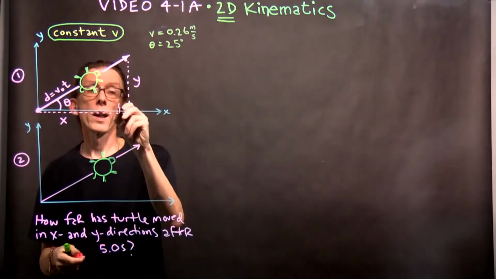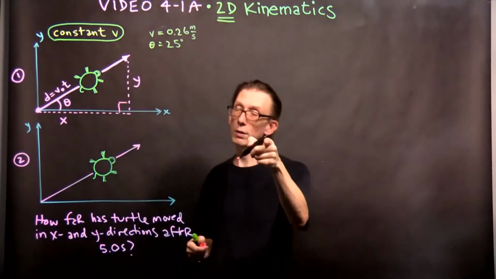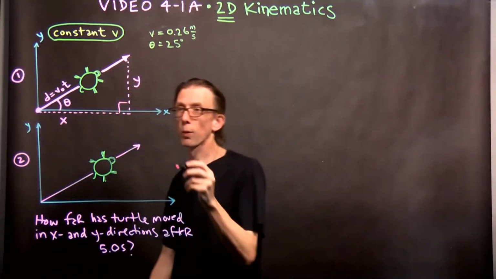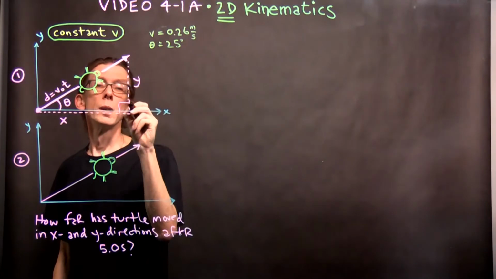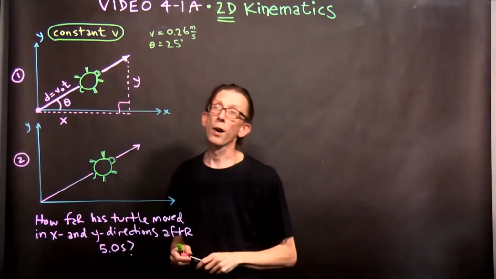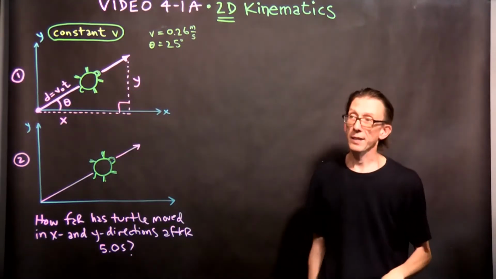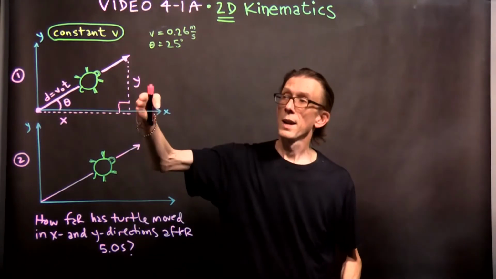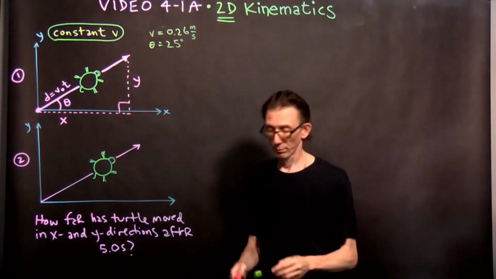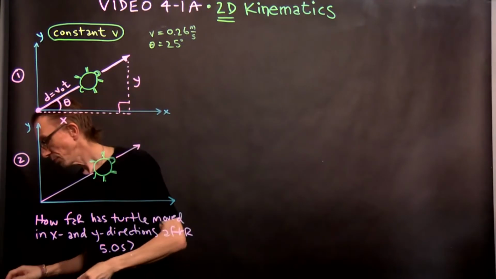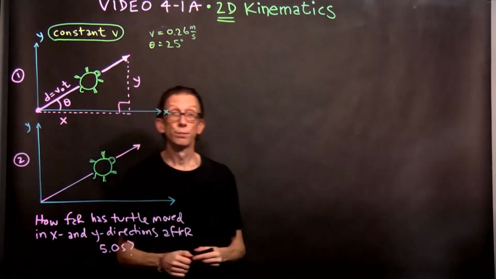And of course this is a right angle. If it's not a right angle, it's a wrong angle. So there's a right angle right there. And we want to know what the values of x and y are after 5 seconds. How far has he traveled in x? How far has he traveled in y? That's the question. Well, it's not hard to answer.